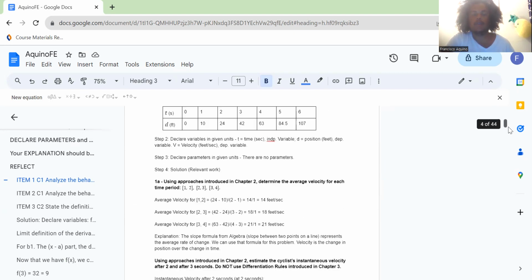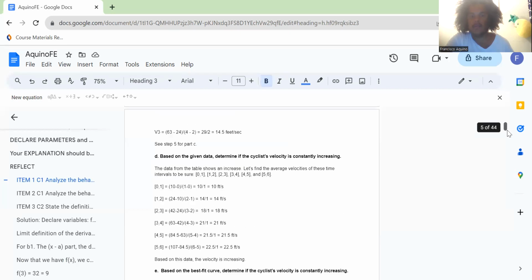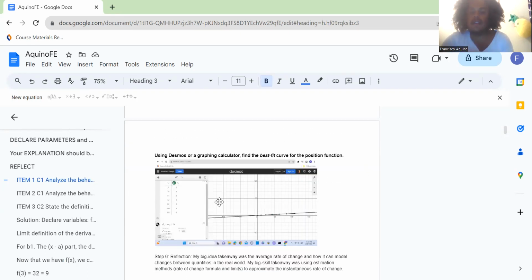Now for part E, we want to know, based on the best fit curve, is it increasing? Best fit curve, we go down here, we can see that the slope of this line is positive. It's tending towards an increase. The velocity is increasing here as well.